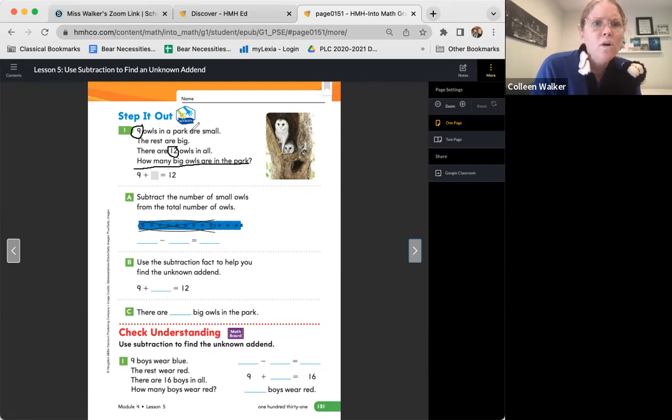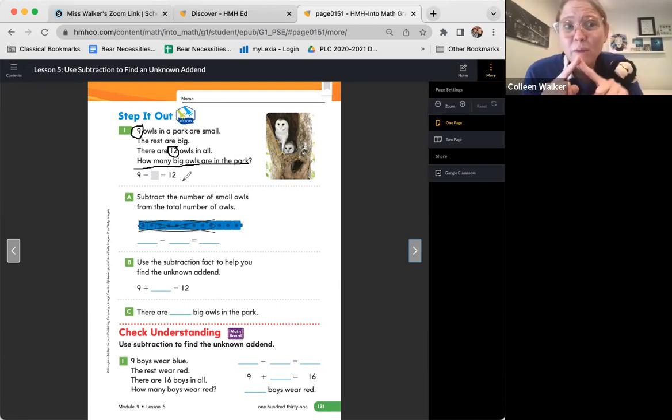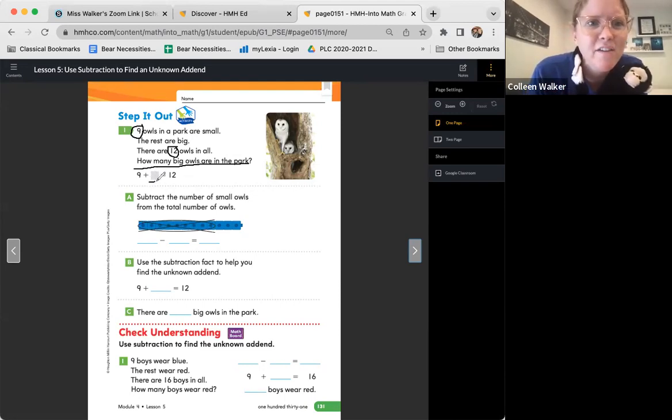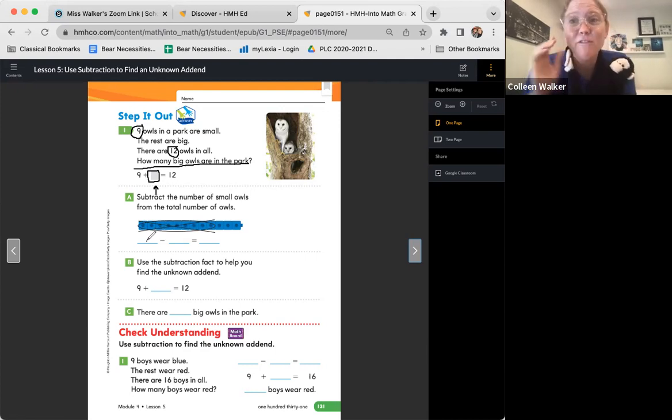So far we know there's small owls, there's big owls, but we don't know how many big. We know how many total and we know how many small, but we need to figure out how many big. So everyone say, there's our missing addend. Yes, that's the missing addend. We need to figure it out. So we are going to use subtraction to figure it out. So friends, when we set up our subtraction sentence, oh, I forgot something. I forgot to do this.